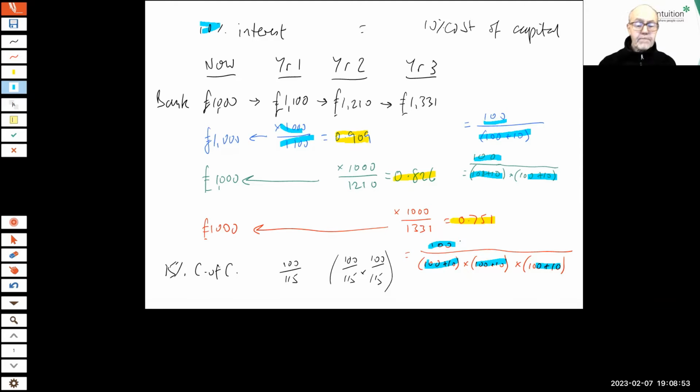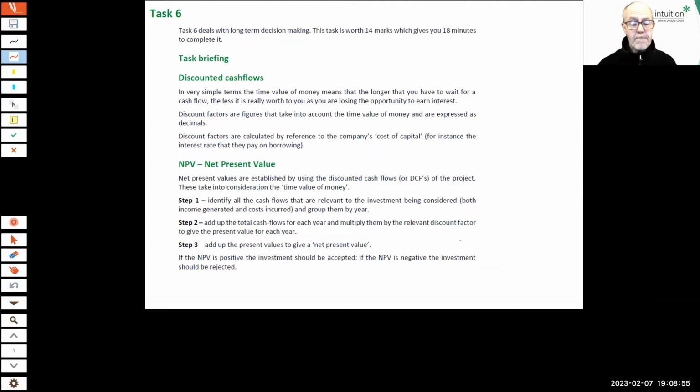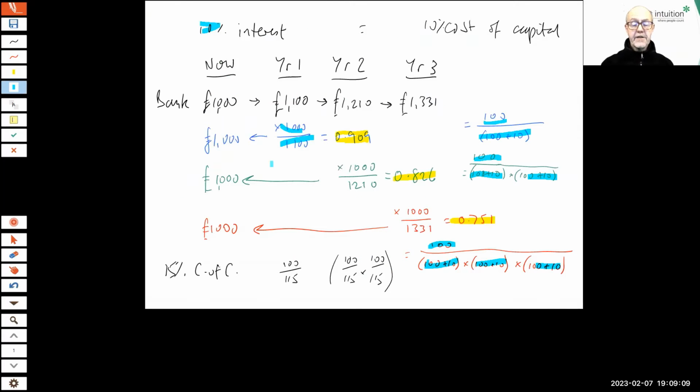Let's go back to net present value. Having talked about how we discount future cash flows, we should talk first of all about what present value is. Present value is today's value of the future cash flow. So the present value of £1,210 in year two is £1,000. That's our present value of that.